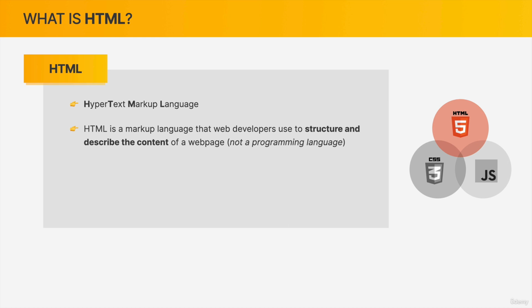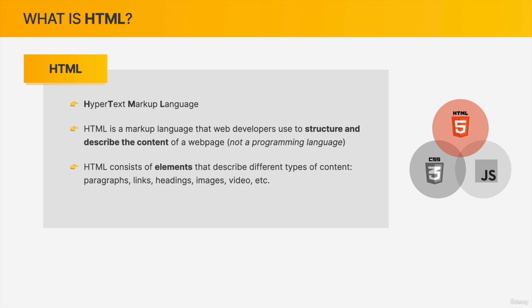It's a markup language because we use it to describe something. And in the case of HTML, we do describe content using elements. So we have different elements that we can use to describe different types of content. So for example, we have the P element that we already used in the lecture where we created our very first web page. And so we used the P element there to create a paragraph.